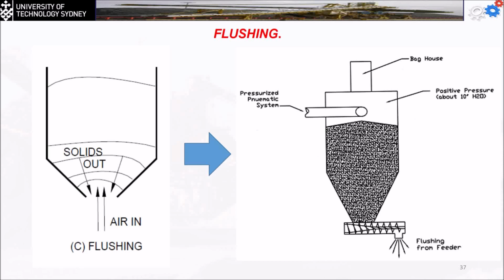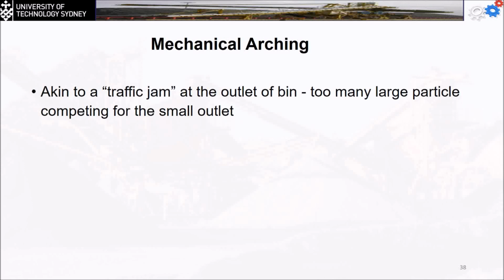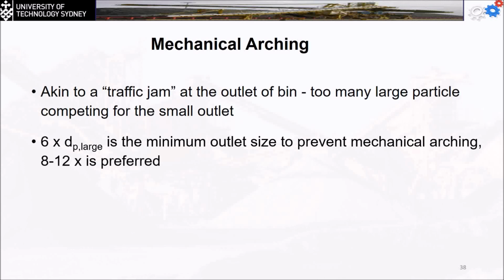Now the mechanical arcing is akin to a traffic jam at the outlet of the bin, where too many large particles are competing for the small outlet. So in arcing, the bigger materials get stuck together and stop the material from flowing. Usually 6 multiplied by the maximum diameter of the material is the minimum outlet size to prevent the mechanical arcing, and 8 to 12 multiplied by the material's maximum diameter is preferred for preventing the arcing process.